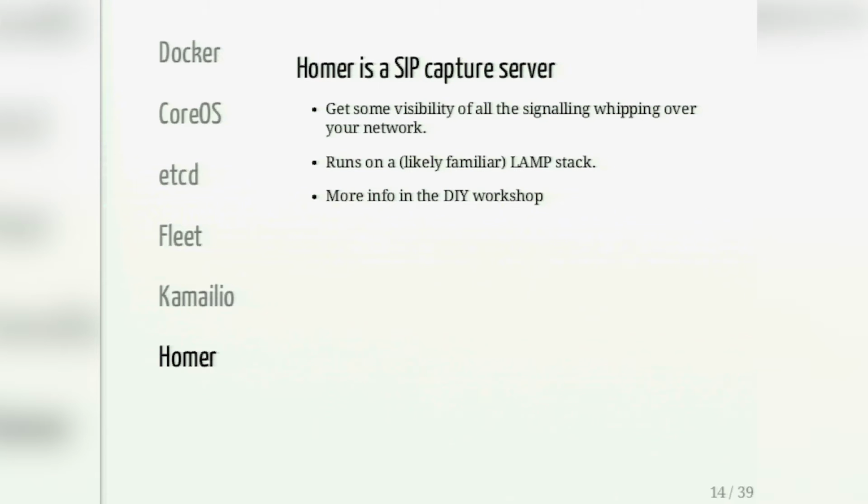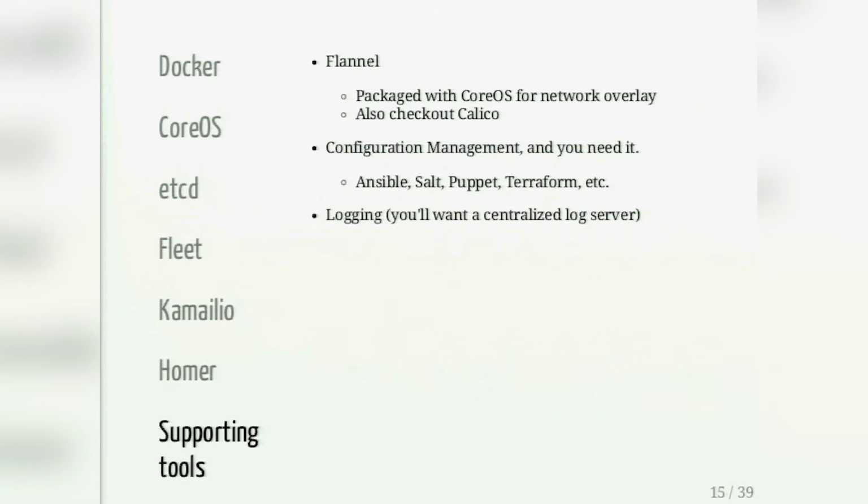There's also some supporting tools that you're going to want to use, and one of those is Flannel. It comes packaged with CoreOS, and it provides some overlay networking to give you a kind of common subnet. Another choice in that realm is also Calico, which is for a similar purpose. You're going to want to use configuration management. I really like Ansible, but anything else in that realm is going to fit the bill. Salt, Puppet, Terraform, name it. It'll be good to go.